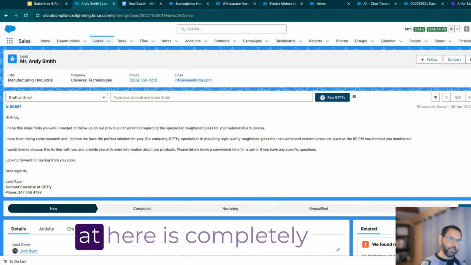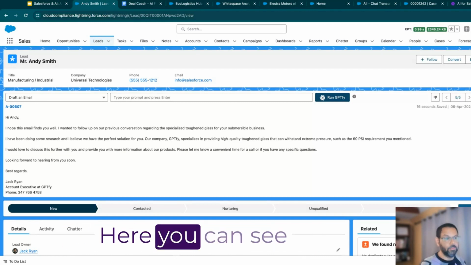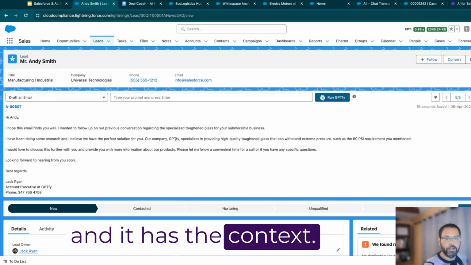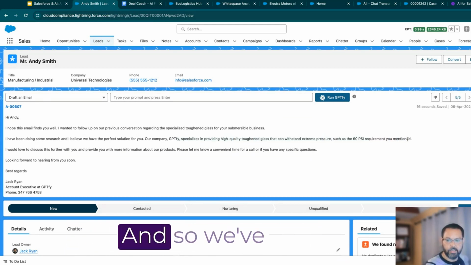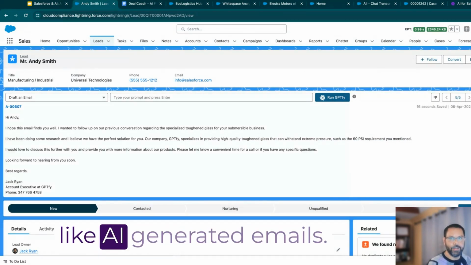So what you're looking at here is a completely AI generated response. There are a few things that are interesting. Here you can see that it is addressed to this person and it has the context. It knows, hey, you're looking for this. And so we've added all that stuff. That's great, but I don't like AI generated emails.